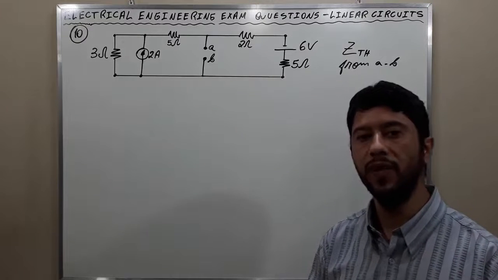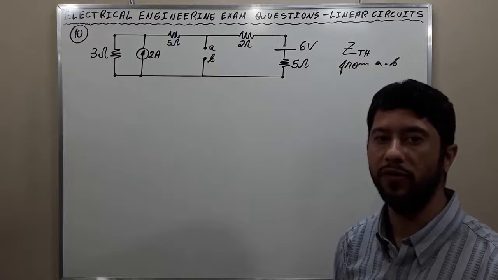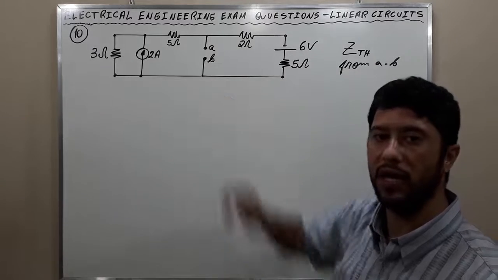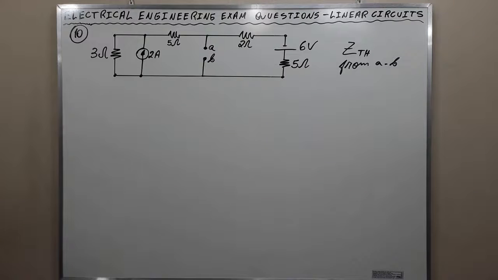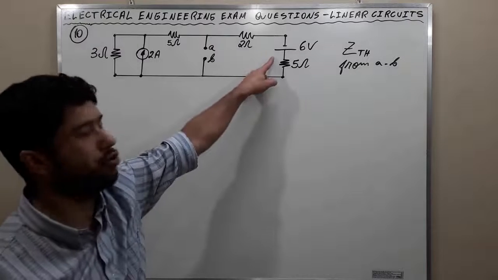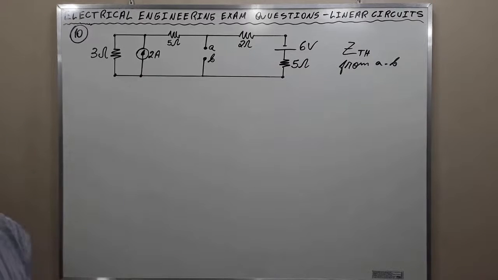Question number 10. For the circuit of the figure, find the Thevenin's equivalent resistance seen from terminals A and B. Okay, my friends, let's go to the solution. To find the Thevenin's equivalent resistance, we put the forcing terms, that is, the sources at rest. A voltage source at rest is a short circuit, and a current source at rest is an open circuit. This is what we are going to do.